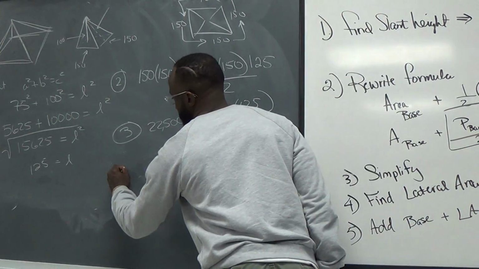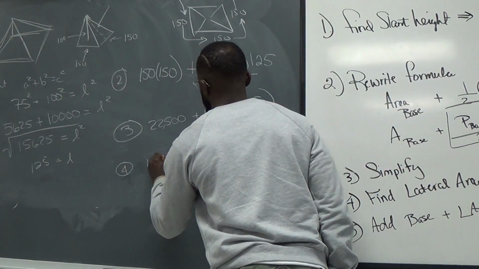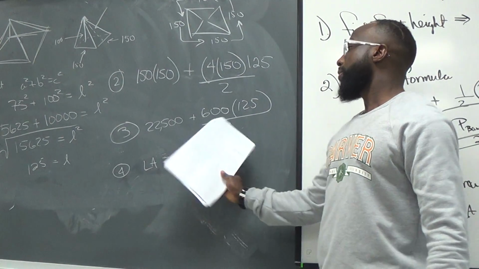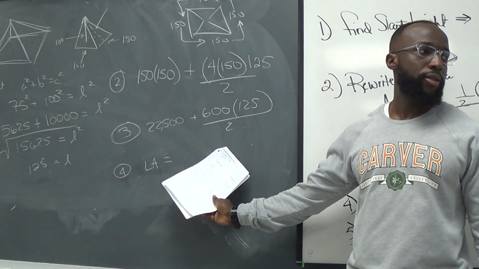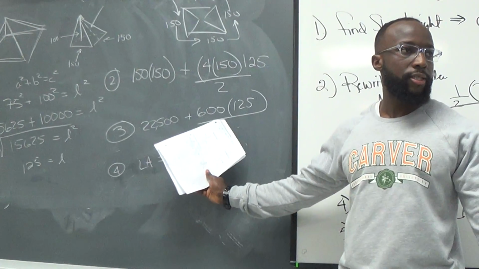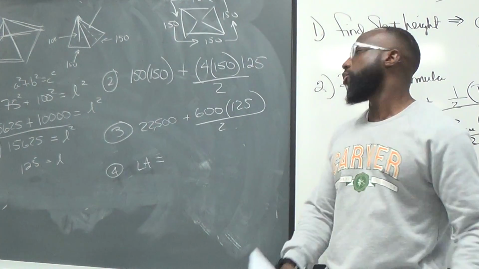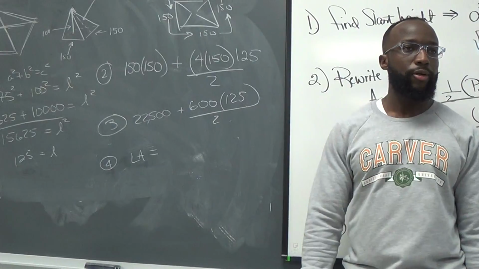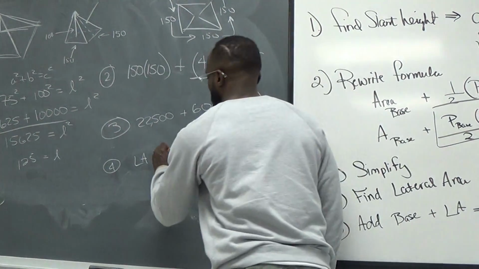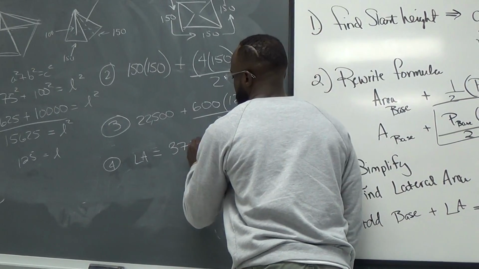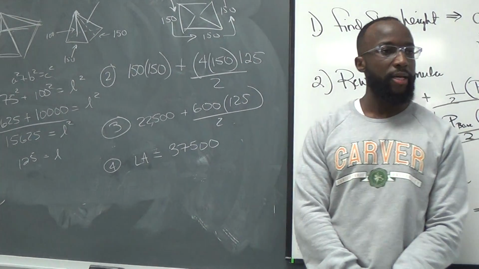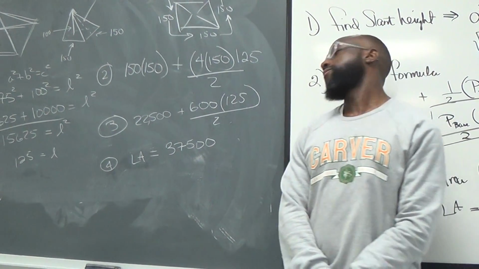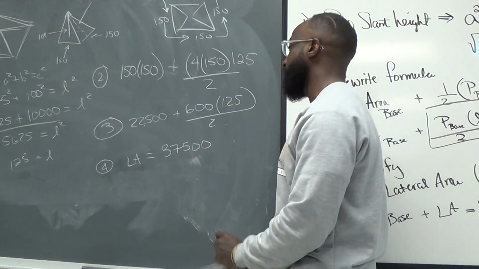Number 4, our lateral area is going to be 600 times 125 over 2. Or, better yet, we can change 600 to 300 because half of 600 is 300. So do 300 times 125. You can do 600 times 125 divided by 2, or you can do 300 times 125 to get the same thing. You get 37,500. Can somebody confirm that? Yep, that's it. Good job. So that's the lateral area.